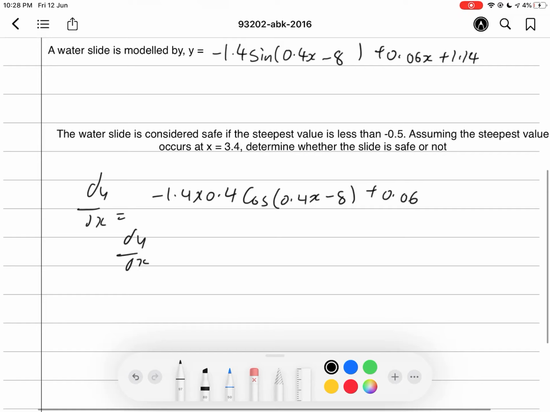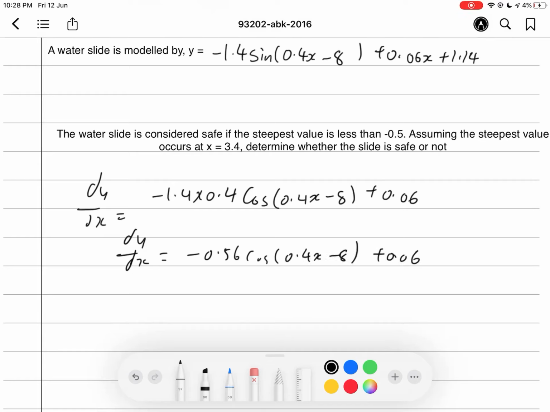Okay. So therefore, dy over dx equals negative 1.4 times 0.4, sorry, equals negative 0.56 cos of 0.4x minus 8 plus 0.06. Now we need to check at x equals 3.4, so dy over dx equals negative 0.56 cos of 3.4 times 0.4, 1.36 minus 8, plus 0.06.